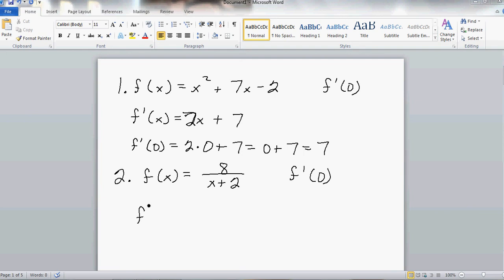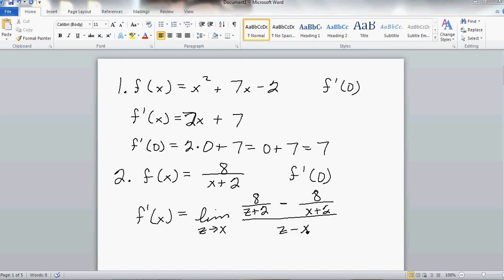So f prime of x would equal the limit as z approaches x of f of z. Well, f of z is just this with z's instead of x's. So it's going to be 8 over z plus 2 minus f of x. Well, f of x is 8 over x plus 2, all over z minus x. Now we need to get a common denominator here, and so the common denominator would be z plus 2 times x plus 2.